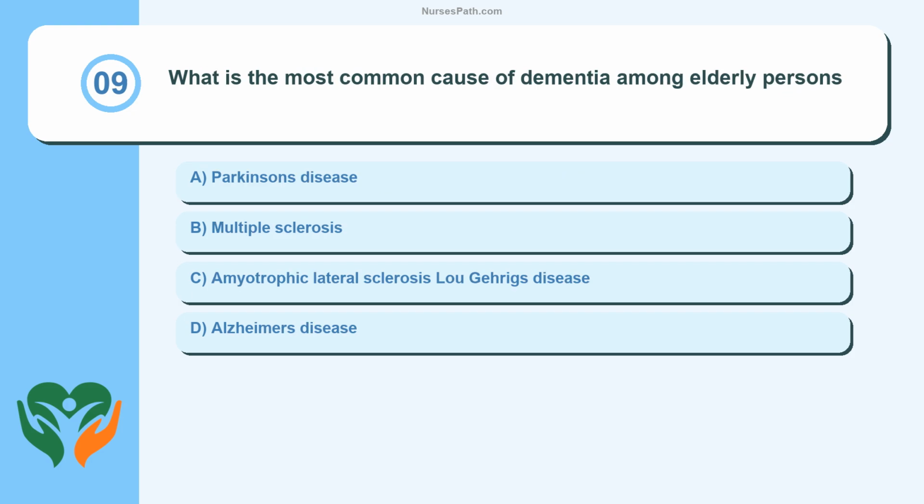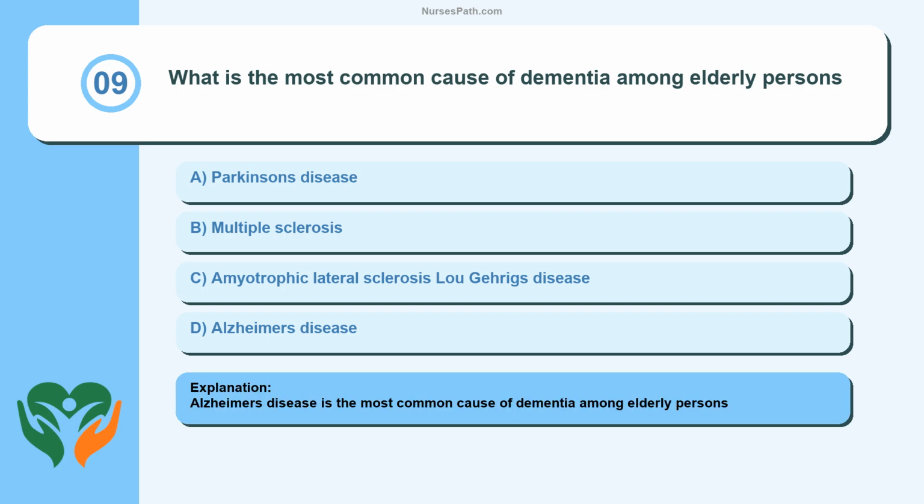Question 9. What is the most common cause of dementia among elderly persons? Parkinson's disease. Multiple sclerosis. Amyotrophic lateral sclerosis, Lou Gehrig's disease. Alzheimer's disease. Alzheimer's disease is the most common cause of dementia among elderly persons.